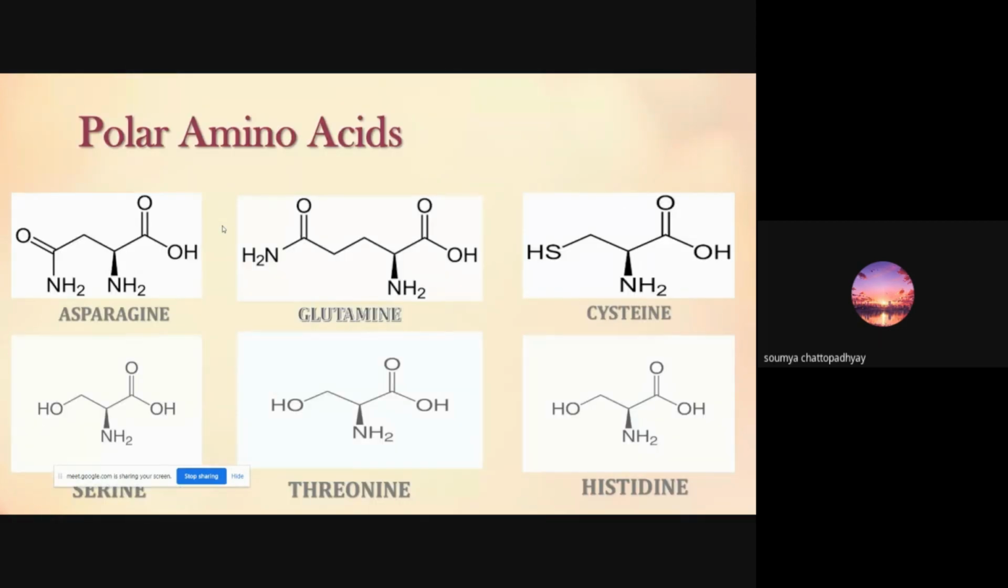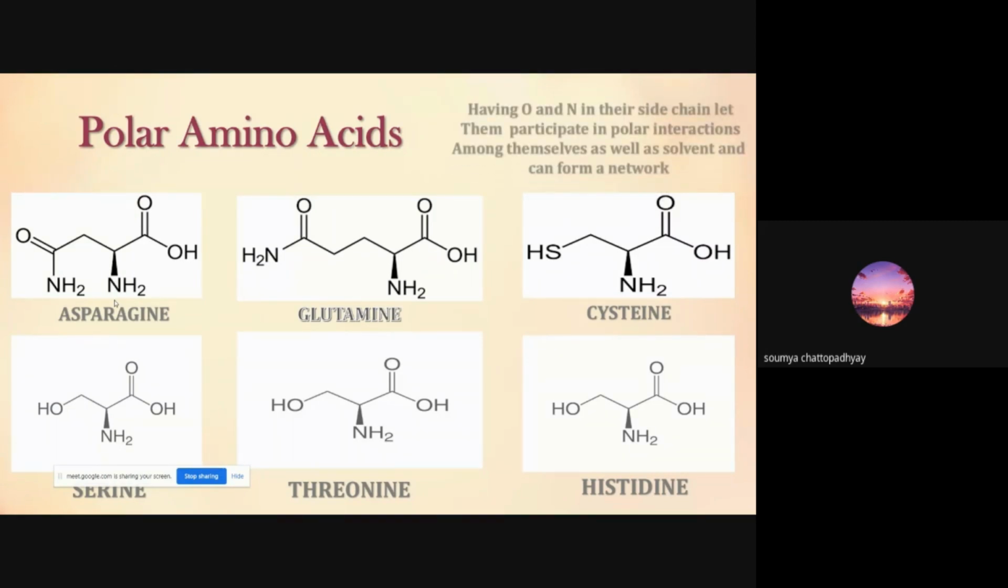Now, polar amino acids. These have their importance because the N and the O you see can interact with the solvent and form hydrogen bonds with it. So they can form a network when present in a solvent.